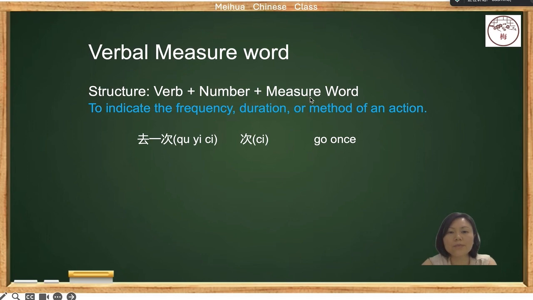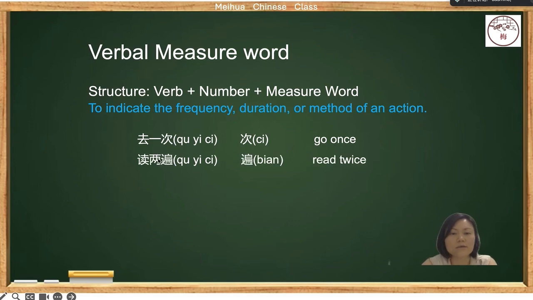If you still remember, for the nominal measure word, the combination of the number and the measure word comes before the noun, right? Which is easy to understand. However, for the verb, the structure is opposite. The verb always comes first. The number and the measure word come after the verb.